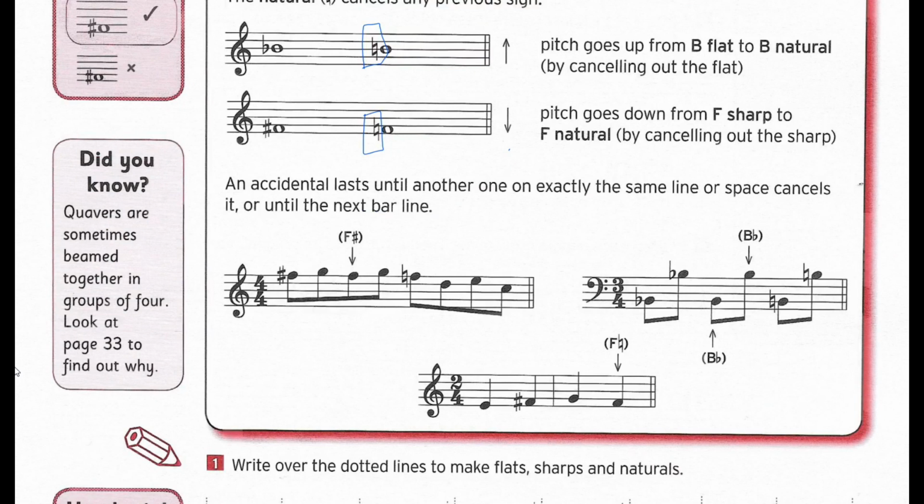An accidental lasts until another one on exactly the same line or space cancels it, or until the next bar line. So that means this will continue, like you can see over here, it is given there and continues here as well, until they have added another accidental here. Otherwise the accidental will carry on till the whole bar ends. There is no bar line in this one, but here you can see there is a bar. Once the bar finishes, it goes back to the natural condition. So it stays only for a bar.